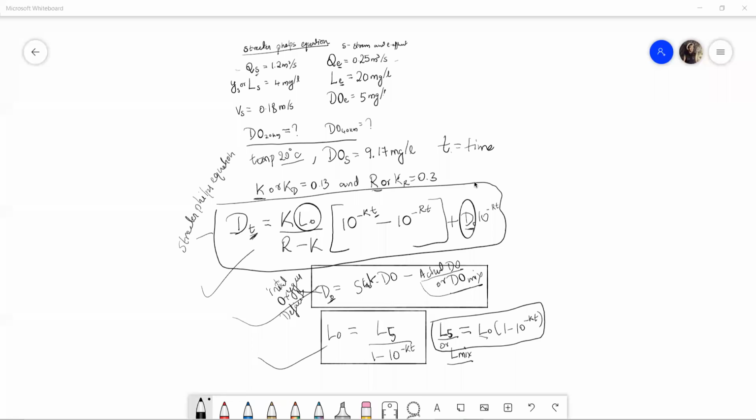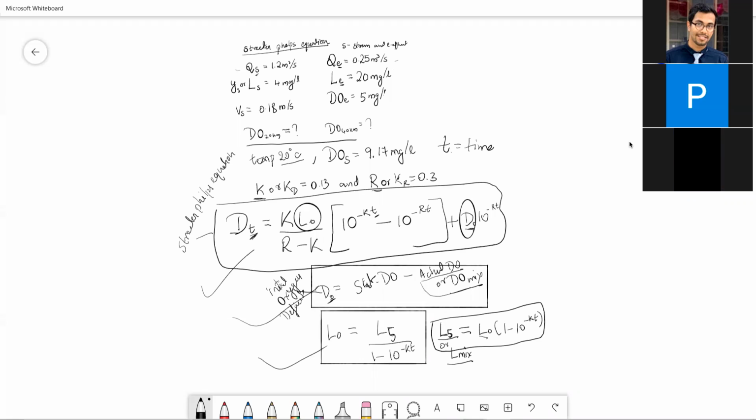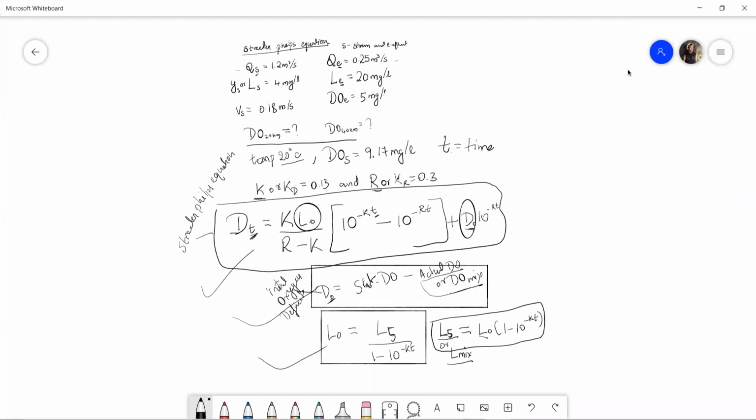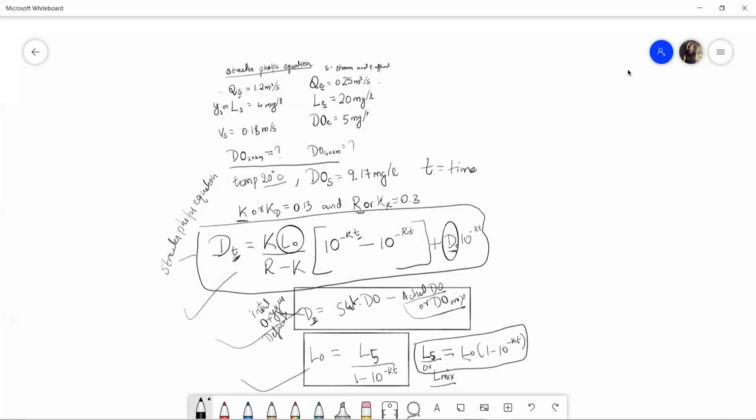So last class I had stopped the problem between. I had not completed the problem, just written the formulas, right? So yes, I hope you have written this many parts. That is, what are the things that are given in the question?